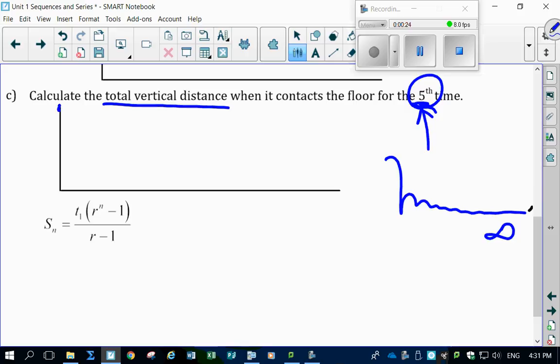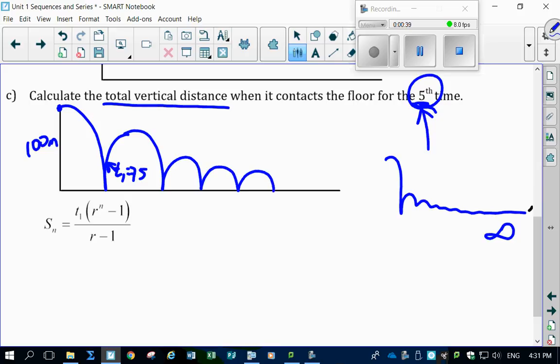So we start here, and since this was 100 meters and it drops to 75%, our T1 is still 75. That has not changed. But the thing is, it bounces once, twice, 3 times, 4 times, 5 times. We want to figure out what this height is that it's going to bounce to right up here. That's what we're after. So we're actually after the T1, T2, T3, T4, T5, the T5 height, but now we want to calculate the total distance, which means the distance up and the distance down each time.